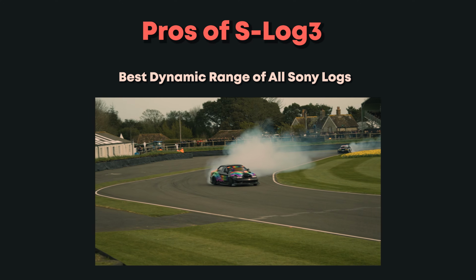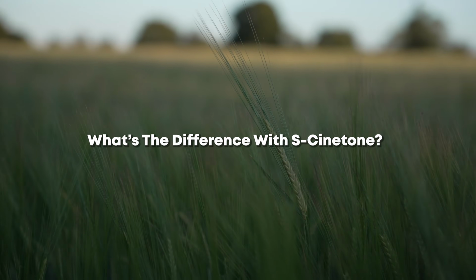But with S-Log3 being such a flat color profile, it means I can maintain most of the highlights, if not all of the highlights in the sky, and still keep lots of detail in the shadows. It gives you amazing dynamic range. S-Log3 is the profile that gives you the best dynamic range on your Sony cameras.